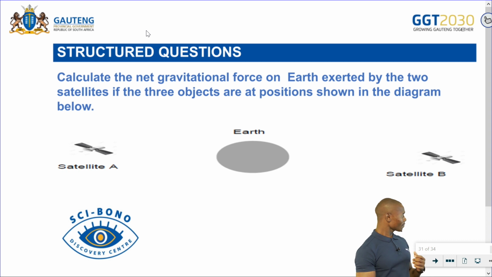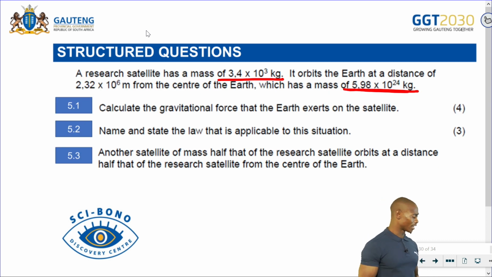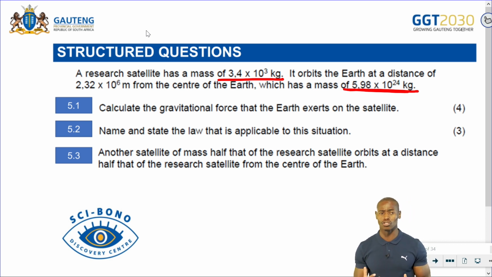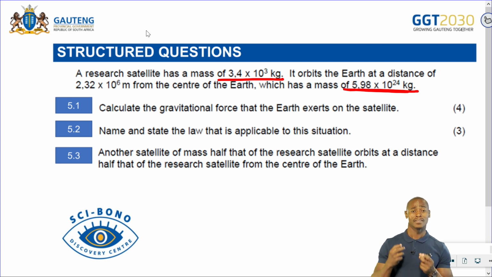Right. Then the last question, which is 5.2. Name and state the law that is applicable to this situation. The name is very important. In most cases, you'll get questions where they'll say, state Newton's law of universal gravitation in words. Now in this case, they want you to name and state it. So the name is Newton's law of universal gravitation.